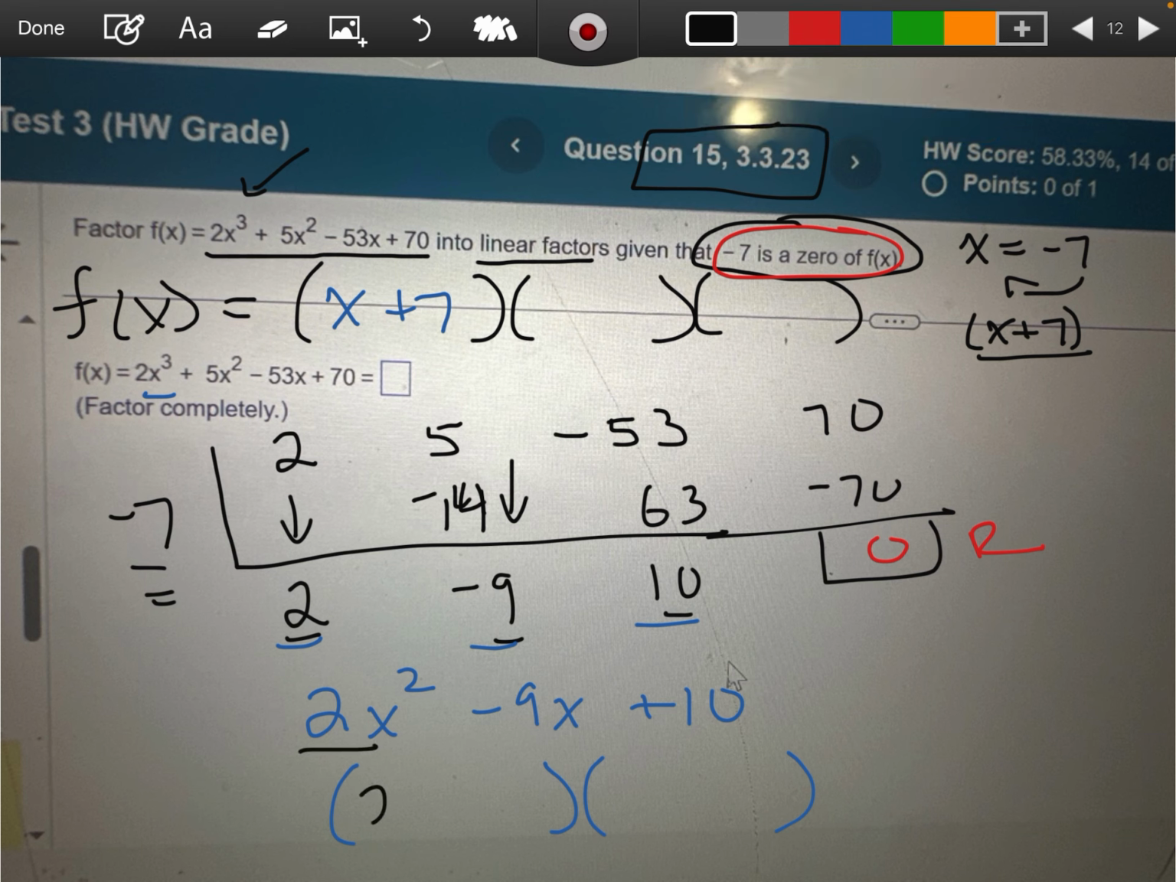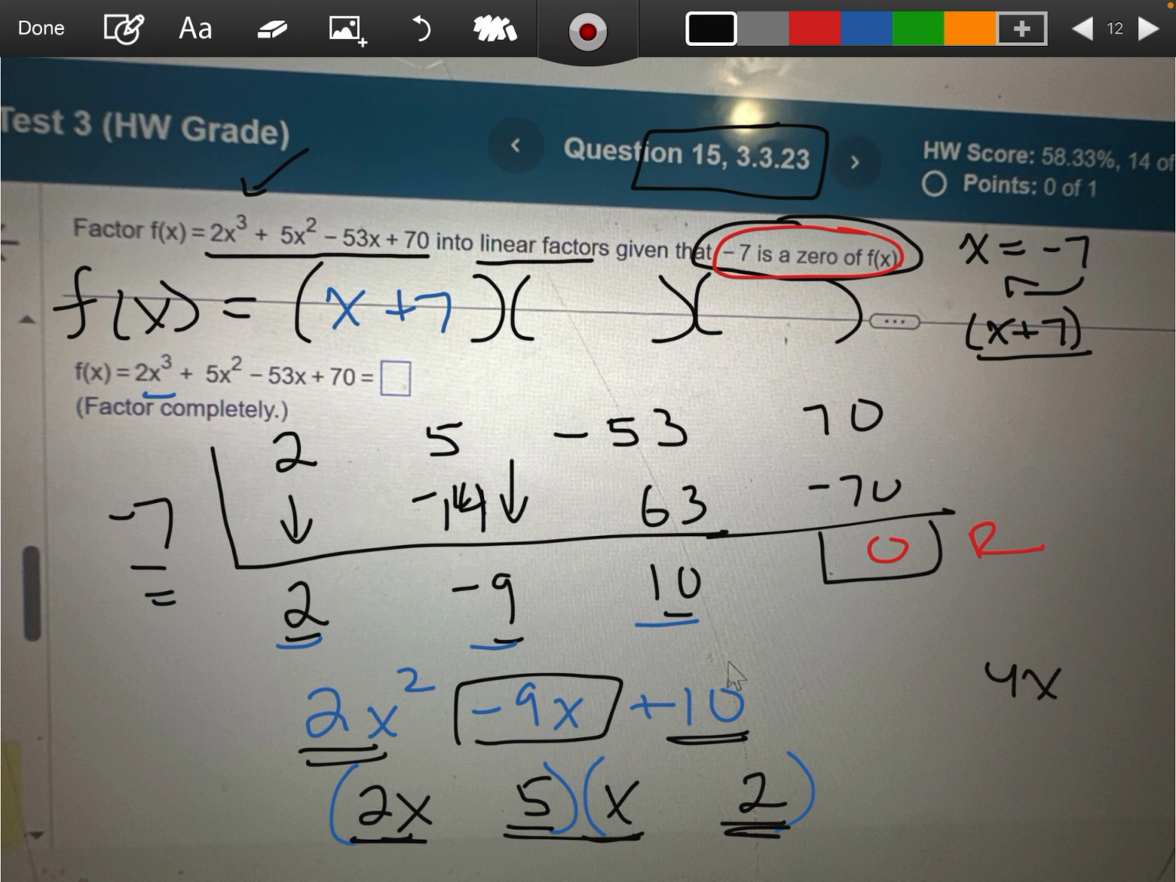So, we want to get a 2x squared. What about a 2x and an x, right? Okay, we're trying to get a 10. What about using 5 and 2? Now, we got to make sure that we're going to get our -9. So we already know that 2x times x, boom, 2x squared. We already know that 5 times 2, boom, 10. 2x times 2, 4x, x times 5, 5x.